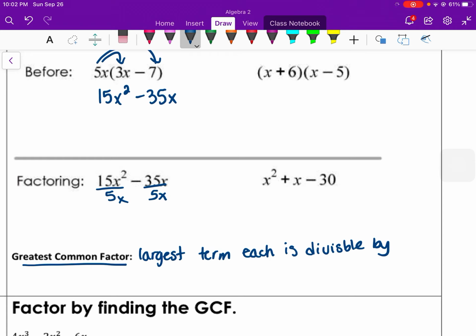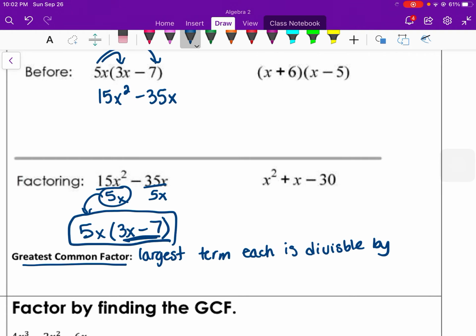So when you factor, you take that term that you can divide both by and you put it out in front. And then you divide both terms, so 15x squared divided by 5x is going to reduce to 3x. And then 35x divided by 5x is going to reduce to 7. And so that's how you go in reverse. You find what both are divisible by, and then that goes out in front. And then when you divide, you put what's left over in the parentheses.